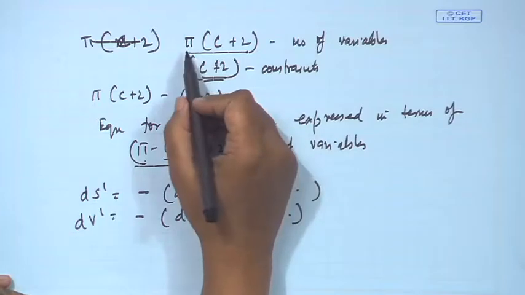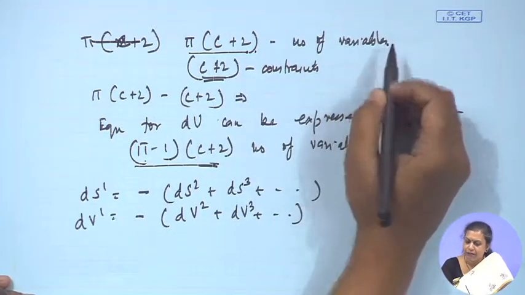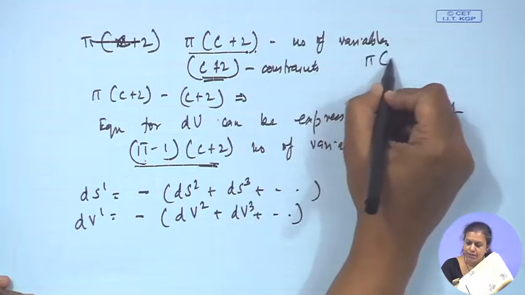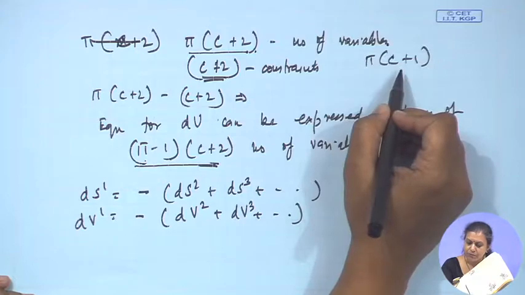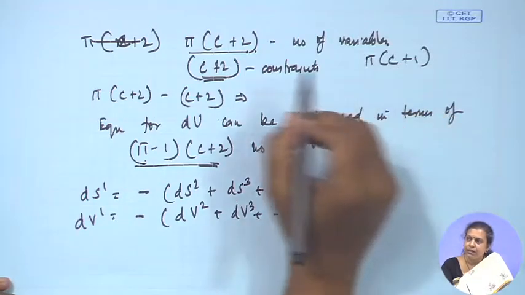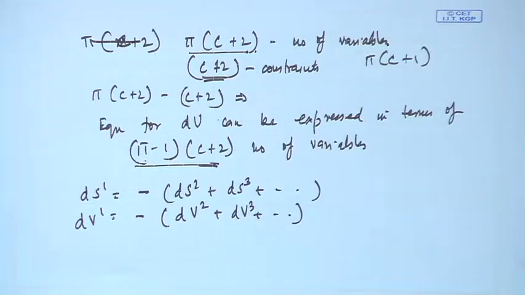Suppose it is a single component, then S, T and mu cannot be varied independently. If any two are fixed, the other automatically gets fixed. So therefore, we find that out of this pi into C plus 2 number of variables that we have, the actual number of variables is pi into c plus 1, because there is a Gibbs-Duhem equation relating the different number of variables in each of the phases that we are considering.